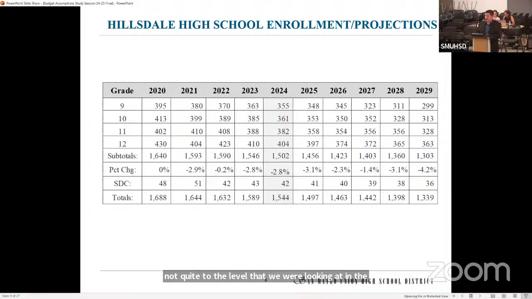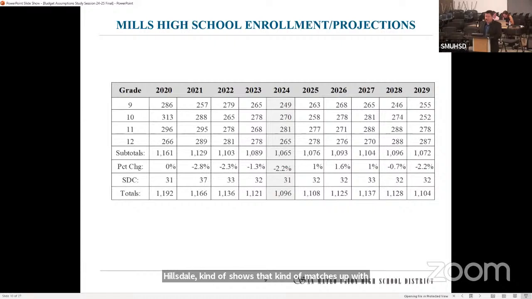Hillsdale kind of matches up with the trend of the district as a whole. Mills actually is pretty flat for us. So not exactly the trend of the district as a whole, not really going up, not really going down. It has gone down a little bit over the last few years, but the projection is to stabilize, maybe go up a percent, down a percent.